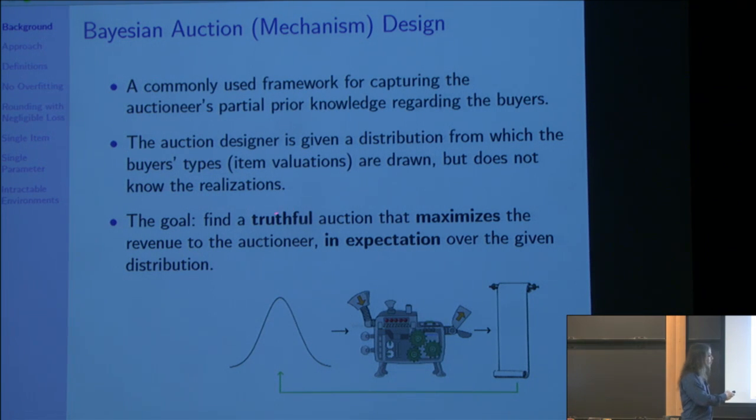So under these two constraints of truthfulness, that both comprise truthfulness, the goal is to find an auction that maximizes the revenue in expectation over the given distribution. So there's a distribution, we get it, we do some computations on it, we output an auction, and the auction should be good for the distribution in the sense of maximizing our revenue.